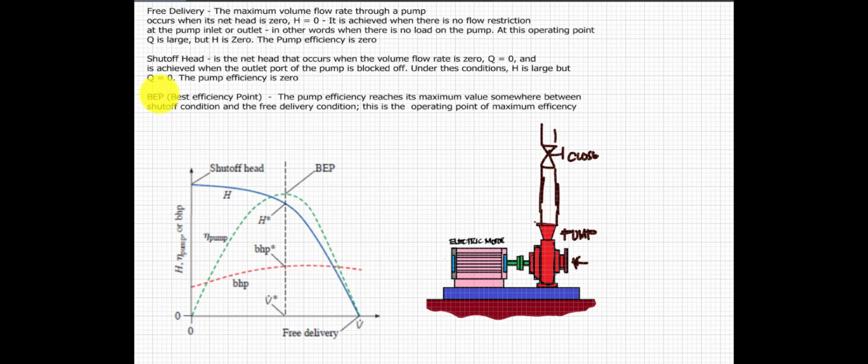Now, we have here the best efficiency point. The pump efficiency reaches its maximum value somewhere between the shut-off condition and the free delivery condition, this one. This is the operating point of maximum efficiency, so this is your best efficiency point line. This is the location at which your pump will perform at its best. When we say the best, it has a corresponding good horsepower characteristic, also in terms of what your electric motor consumes at the best efficiency point.